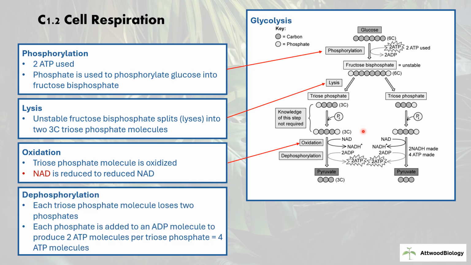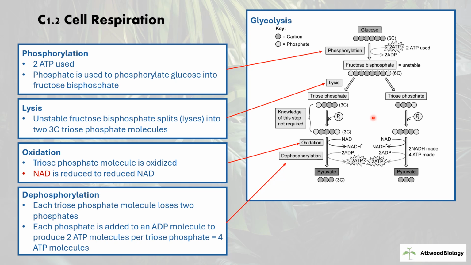You can also see that there are dephosphorylations that happen. So we're taking the phosphate off of those triose phosphates, and we can add it back on to produce 2 ATP molecules. So you can see that there's 2 phosphates on the 3-carbon triose phosphate molecule. We'll take those, we'll add them onto ADP, and we'll produce ATP. So for each triose phosphate molecule, we're producing 2 ATP molecules. So therefore, we're producing 4 altogether, but we use 2 at the top here. So we say that there's a net gain of 2 ATP molecules in glycolysis.